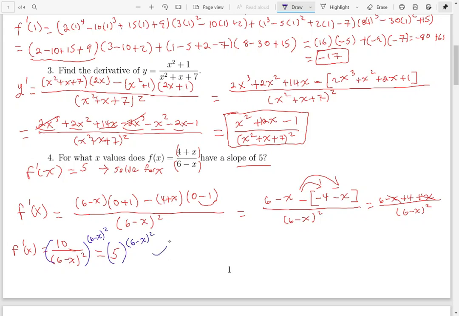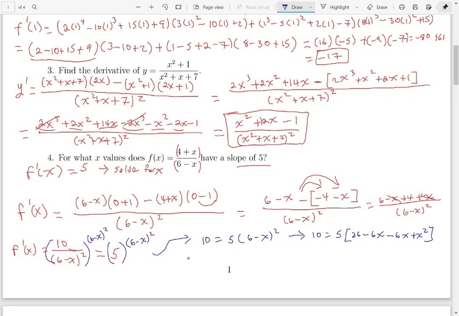Then what is that going to give us? Well, (6 minus x) quantity squared divided by (6 minus x) quantity squared is 1. So that's then 10 is equal to 5 times (6 minus x) quantity squared. At this point, I'm going to FOIL this binomial, double distributive property, and so that's going to be 10 is equal to 5 times 6 times 6 is 36. 6 times negative x is negative 6x. And then inner is going to be negative 6x. And then the last terms is minus x times minus x, or positive x squared.